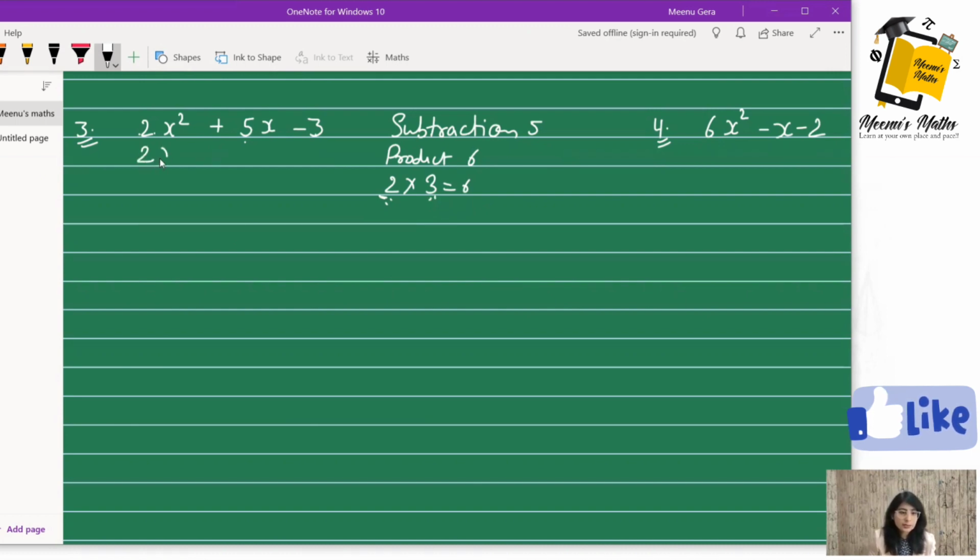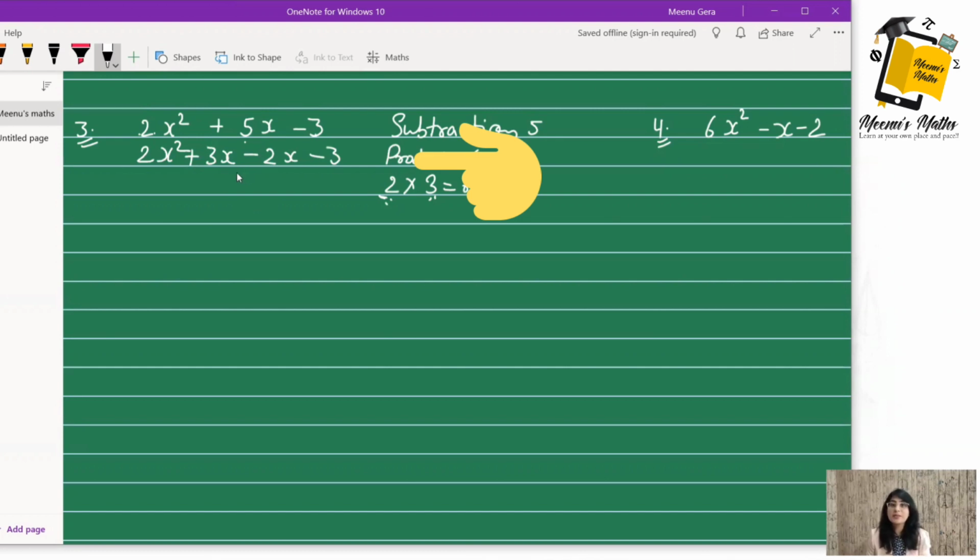Just write it down like this, 2x square. We know that 3 and 2. I advise you to write the large number first and the small number second. Now look at this very carefully. As we know that this is plus, this is positive, so write down positive on the large number and negative on the second one. This is the trick that you should keep in your mind properly. This is the way to do it properly. Now again the same thing.